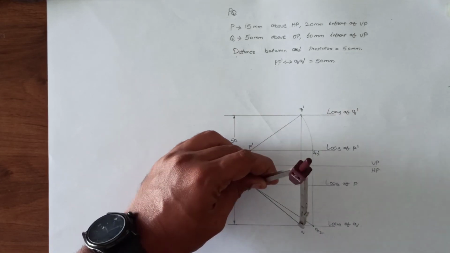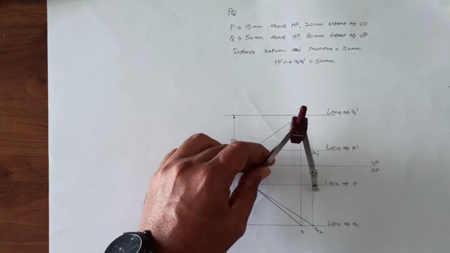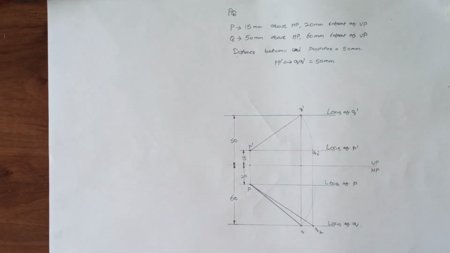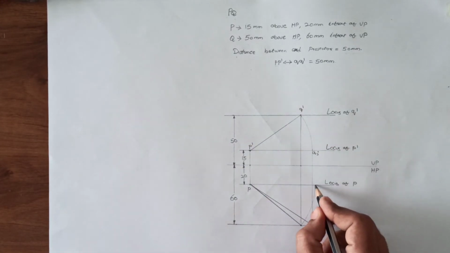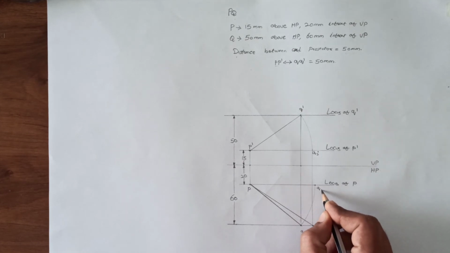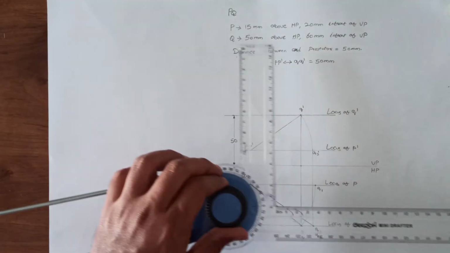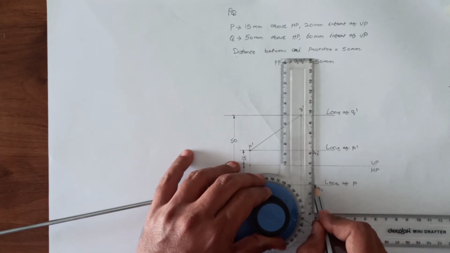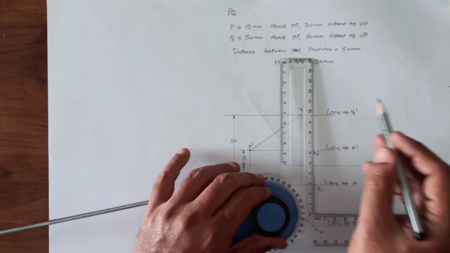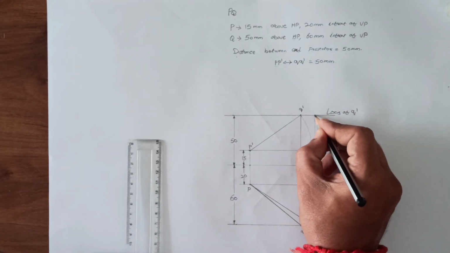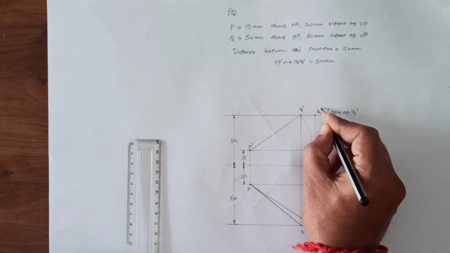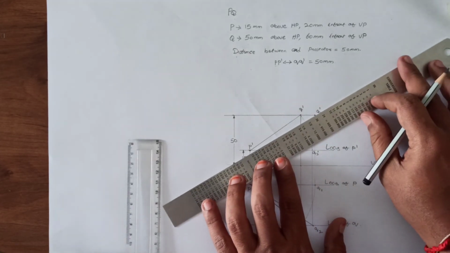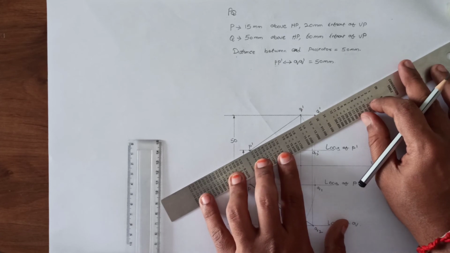Similarly, take PQ as radius and point P as center. Draw an arc to the locus P. Here you will get an intersection on the locus P. That intersection is marked as Q1. From the point Q1, draw a vertical projection to the locus Q dash. The intersection of the vertical projection and the locus Q dash is marked as Q1 dash. Now connect the point P dash with Q1 dash.